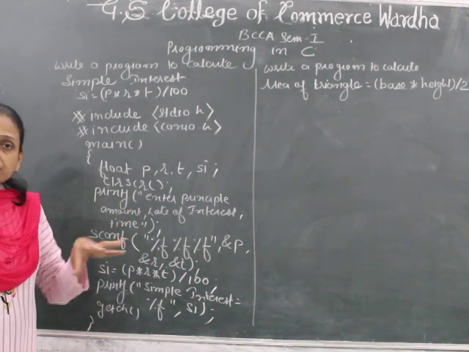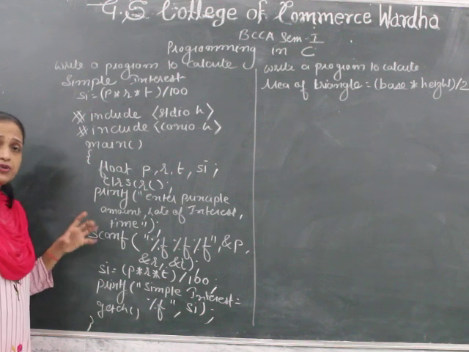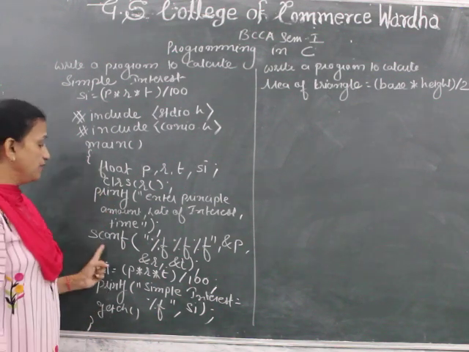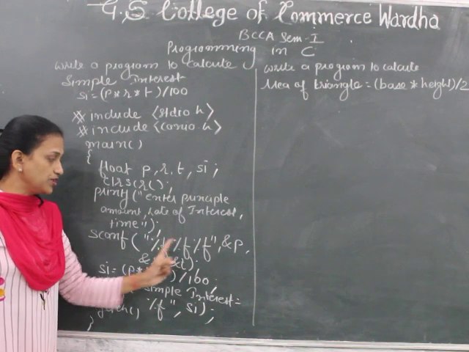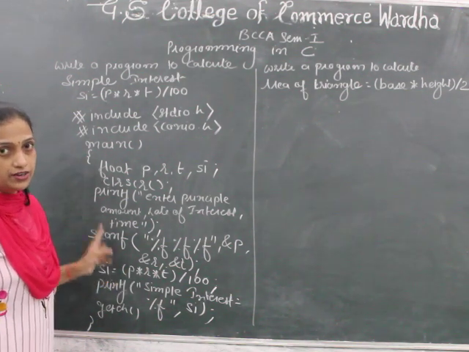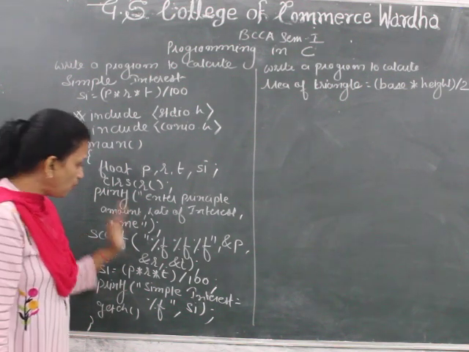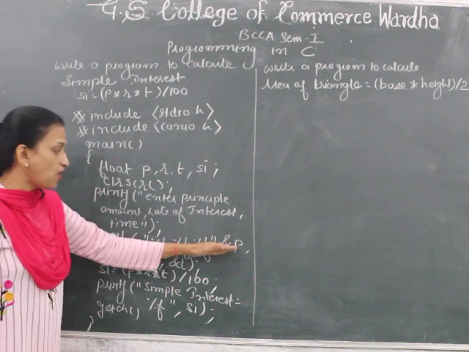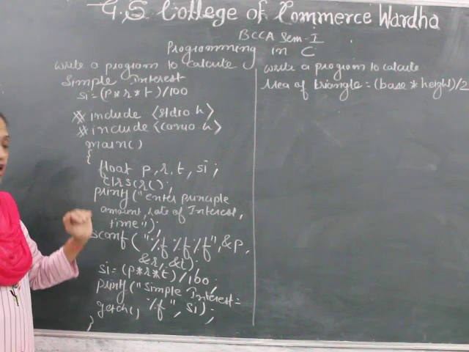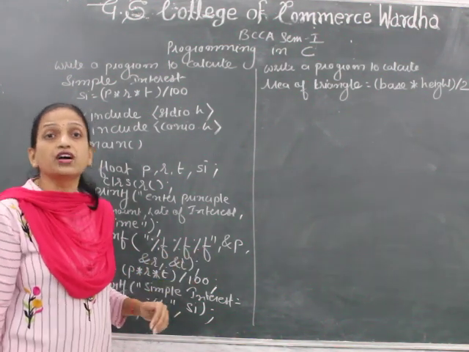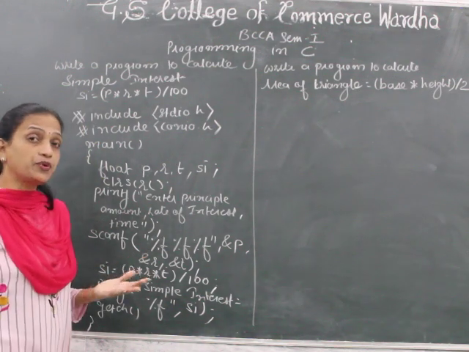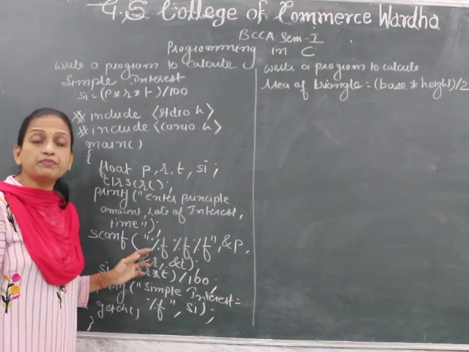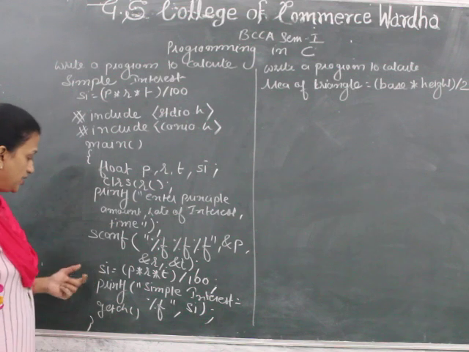When the user inputs all these values, the compiler has to read them, and to read the values we are using the scanf function. So scanf is used to read the value for principal amount, rate of interest and t. As all these variables are of float type, that's why we are using %f as the control string. In the previous program, the variables were declared as int type, that's why we used %d as a control string.